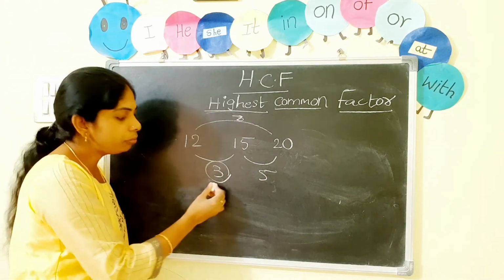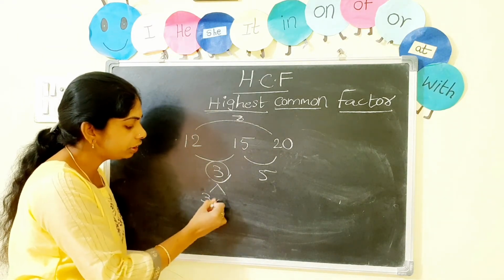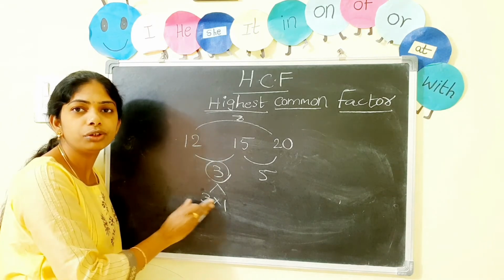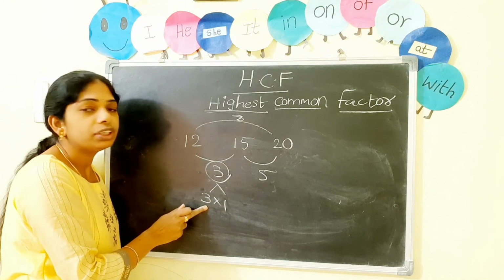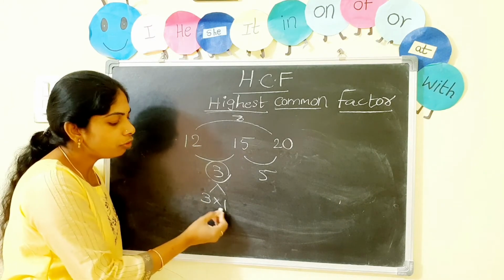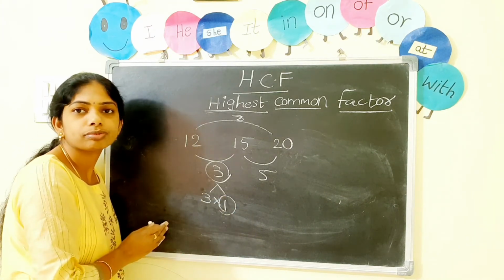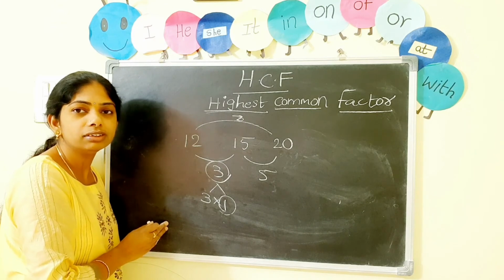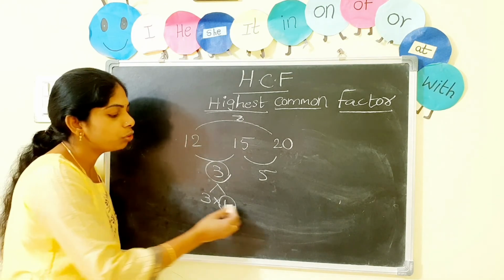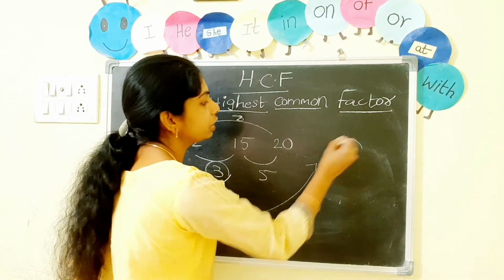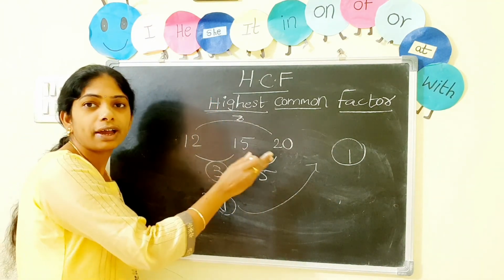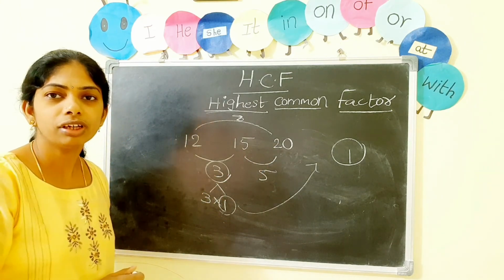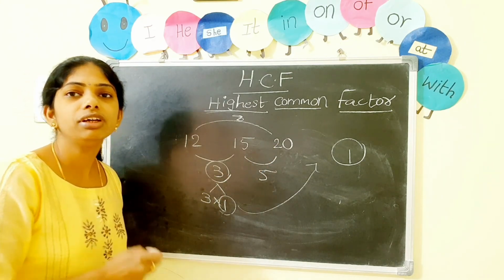I am writing this in factors: 3 into 1 equals 3. So it is not divisible by 3, and we go for 1. Obviously, 1 is a divisor of any number. So 1 is the HCF of the given numbers 12, 15 and 20. Okay? This is the process to find the HCF.